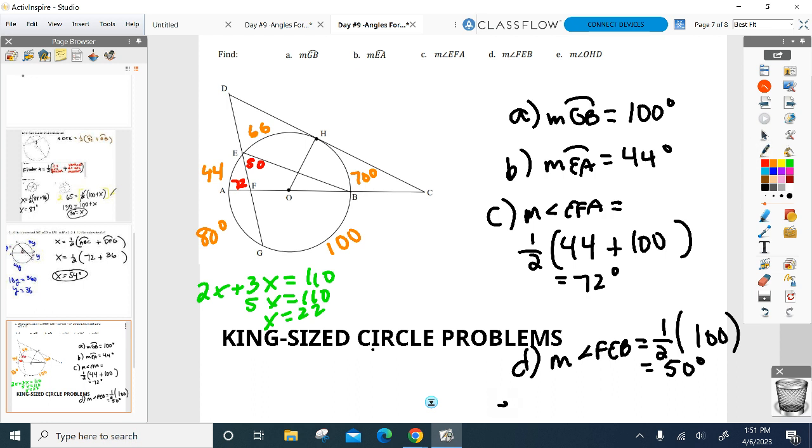Usually the last one's the trickiest for some reason. The measure of angle OHD. Whoa. That's not central. And hopefully we don't get, that's not inscribed either. Inscribed, the sides of an inscribed angle have to be chords, and that's a radius and a tangent. So no. And it's not floater. So what do I do if it's none of the three we've talked about? That usually means it's a fact we've talked about before.